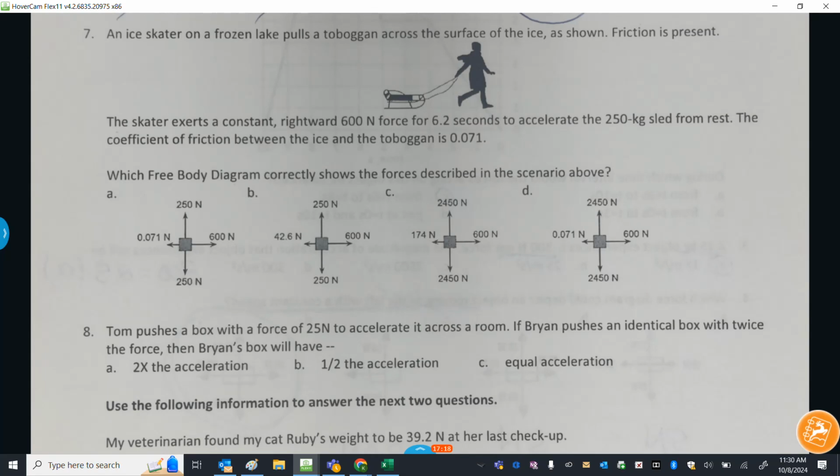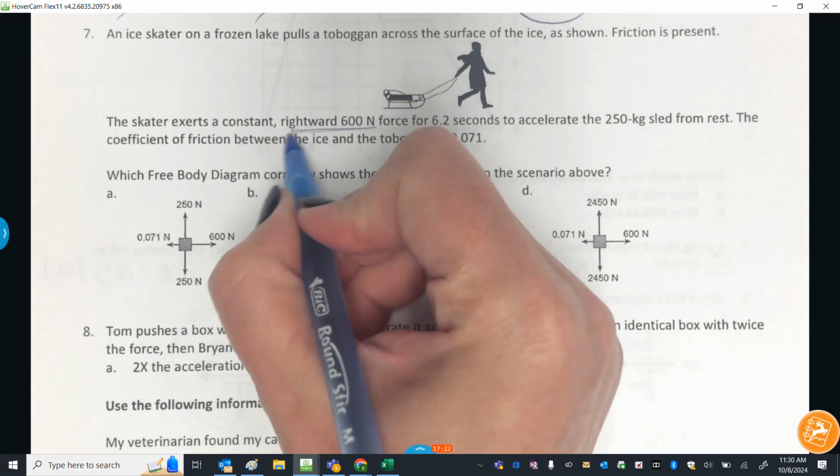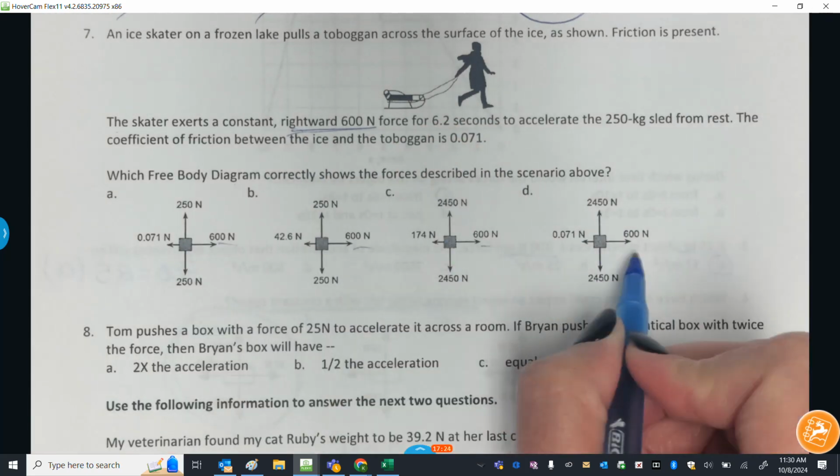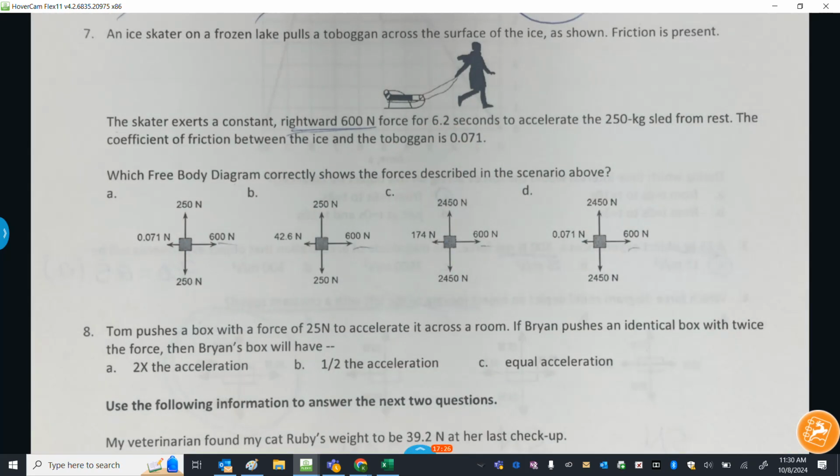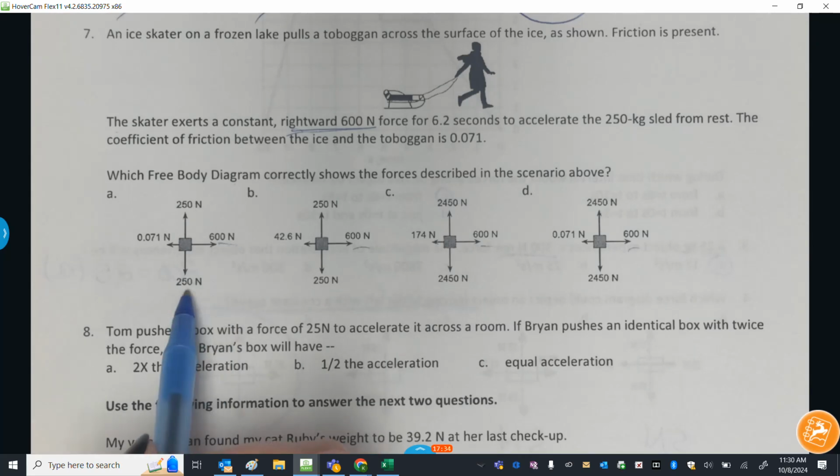That's what they should have. Okay, they all also show the same rightward 600 Newton force, so can't eliminate anything there. So what I would recommend that you do is start with the force that I tell you to start with when we draw these, FG. Start there. And the reason I say that is because these have different numbers. At least there's 2 different numbers down there. So let's figure out what's supposed to be down there.